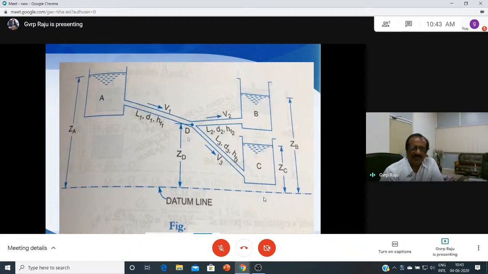So Q1 is equal to Q2 plus Q3, and you can have another 3 equations by applying Bernoulli's equation between A and D, between D and B, and between D and C. So these are the datum heads here. You can easily solve any problem on the pipeline, provided you know all these equations.